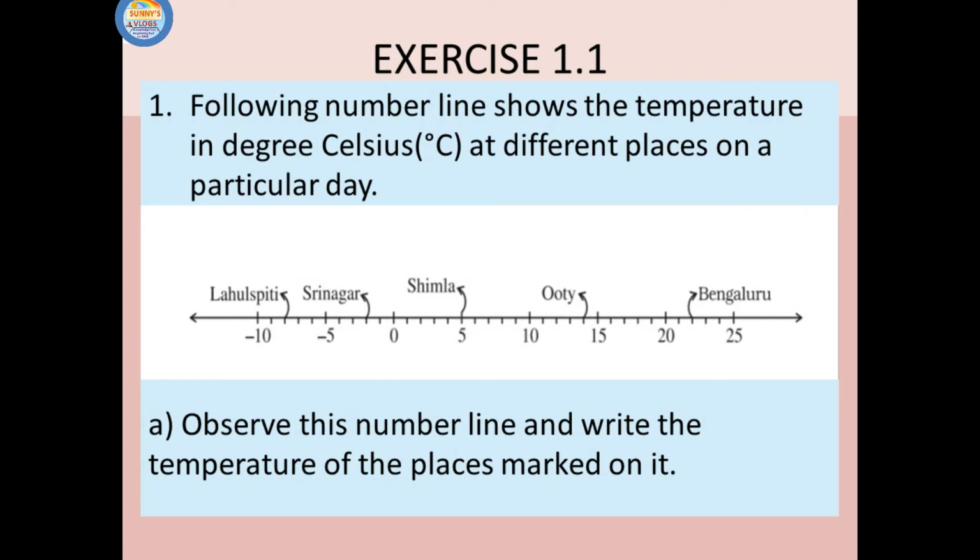As we know that the numbers to the left of the 0 are negative integers. And each mark on the number line shows each degree Celsius. So here the temperature of Lahul Spiti, that is you can see after -5, that is a third mark. So the temperature of Lahul Spiti is -8 degree Celsius.